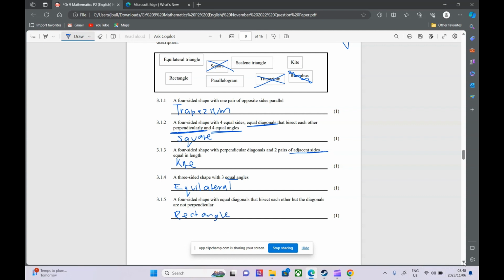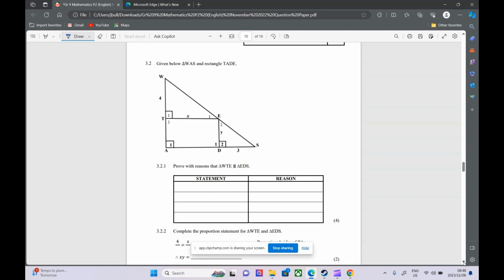Okay, if we move on then, 3.2, we're given a huge triangle here. They want us to try to prove that this top triangle here is similar to this triangle. That symbol means similar. For similarity, if you want to prove 2 triangles are similar, you need to find that all the angles are equal, or that all the sides are in proportion. I think the easiest one here is going to be the angles, because we don't have that many sides.